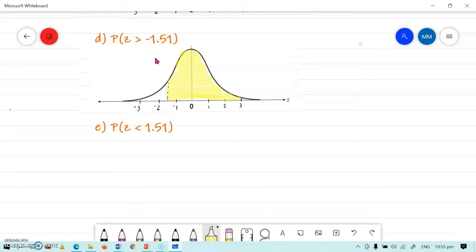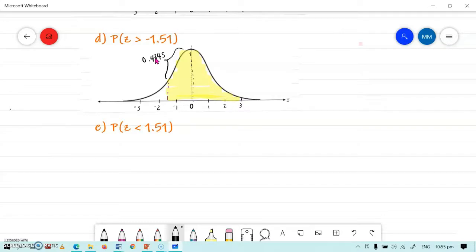Alright? Now, we already know that to get the area from 0 to negative 1.51, we need to use our z-table. And in our previous examples, we know that the area, let's put a mark here, the area from 0 to negative 1.51 is 0.4345.